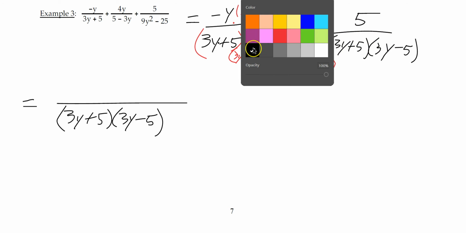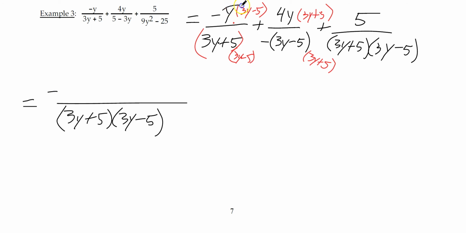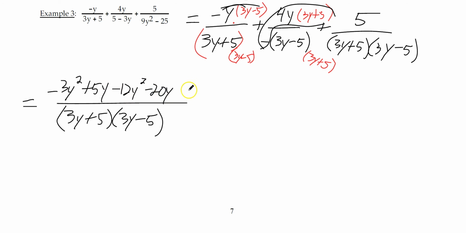Okay. So we have, now I want to distribute that through. So that's minus 3y squared plus 5y. And I want to distribute all of that stuff. So that's minus 12y squared minus 20y. And our little plus 5 float over there. Let's reduce and see what we get. I'll just double check where we're at.